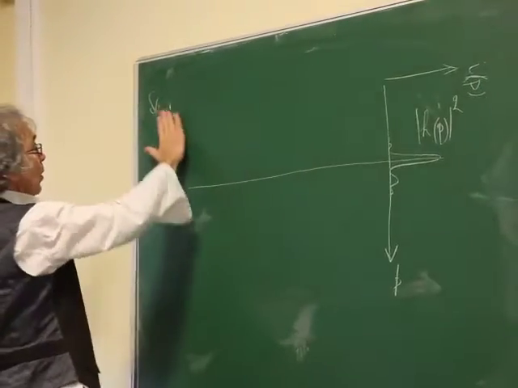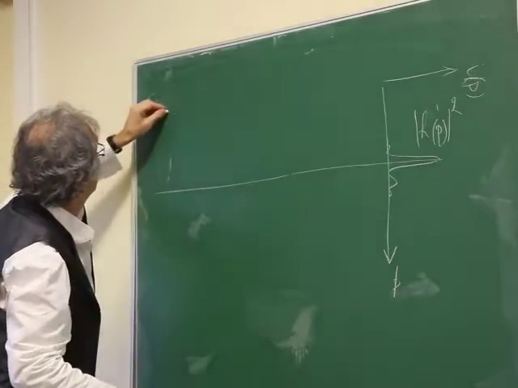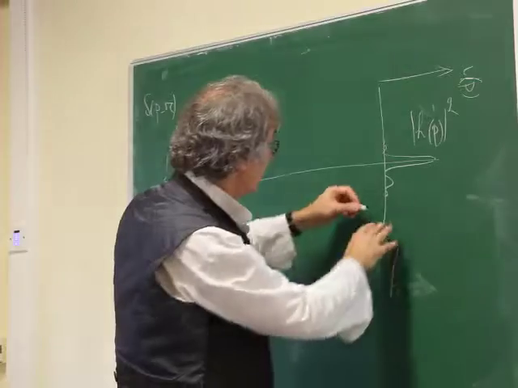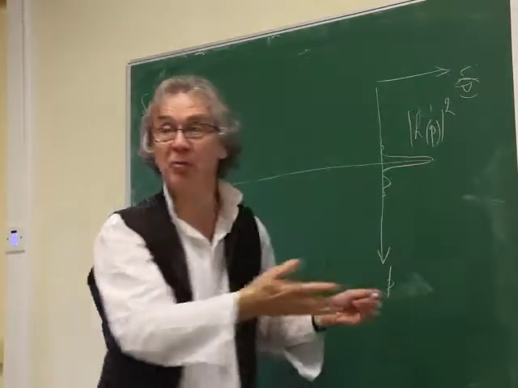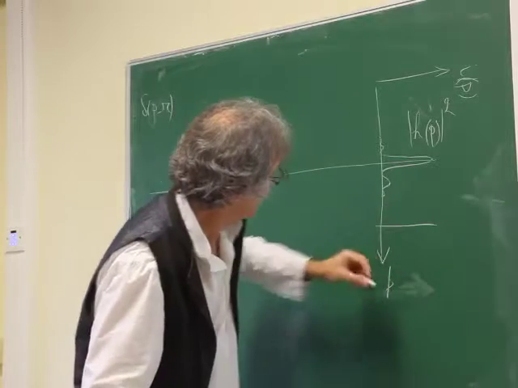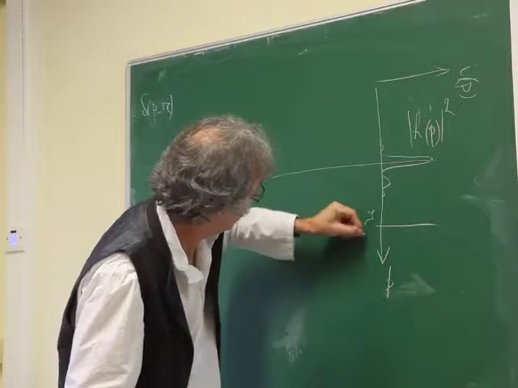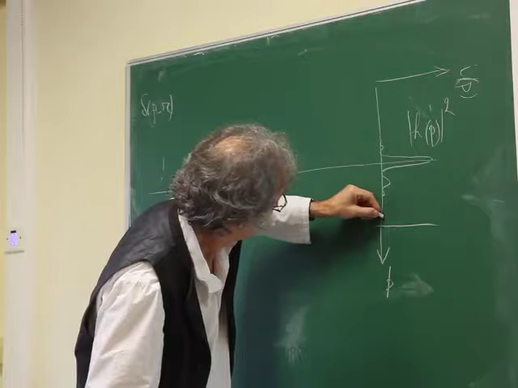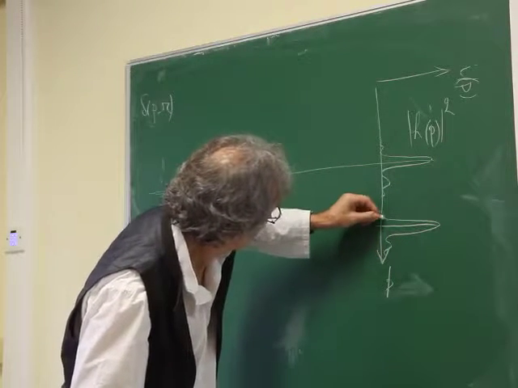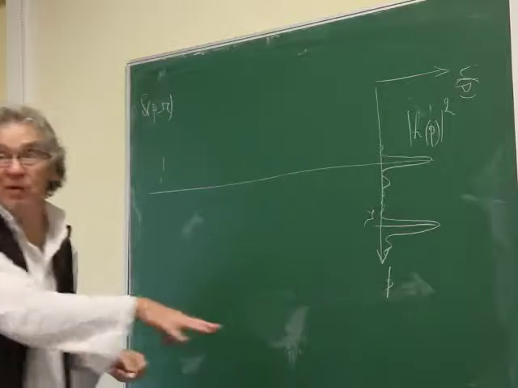Now, if I move away my star, if I put the star here, for a value P minus R, of course, it's being translated into the focal plane, as we have seen. And it will be centered at value P equal R. So what I see here is a point spread function which is merely translated.